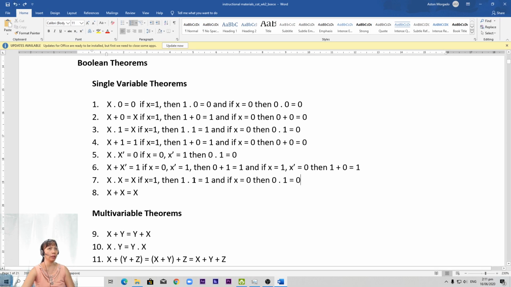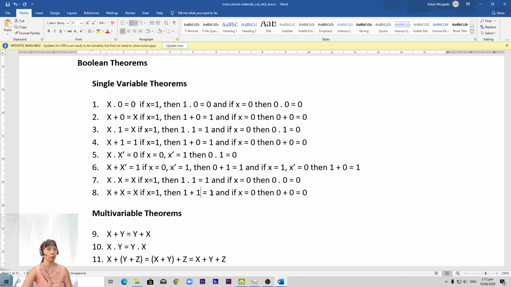If x is 1, then 1 times 1 is 1. If x is 0, then 0 times 0 is 0. Whereas here, if x is 1, then 1 plus 1 is 1. And if x is 0, 0 plus 0 is 0. So there you go. That's for your single variable theorems.